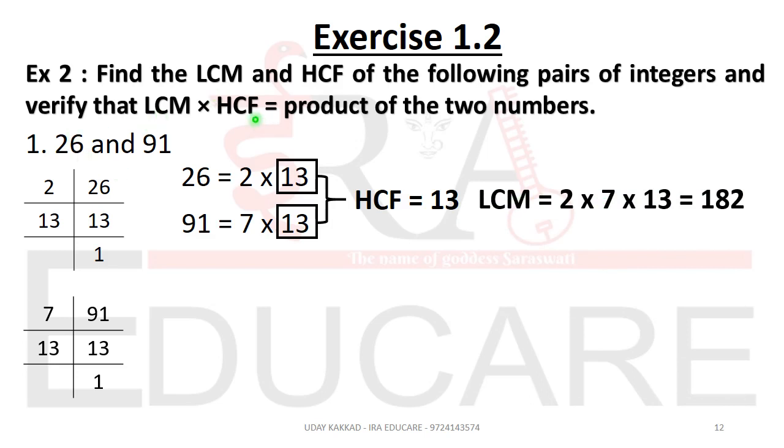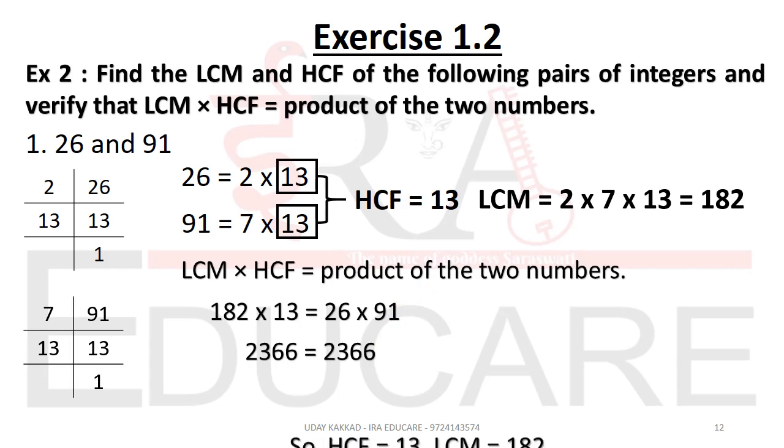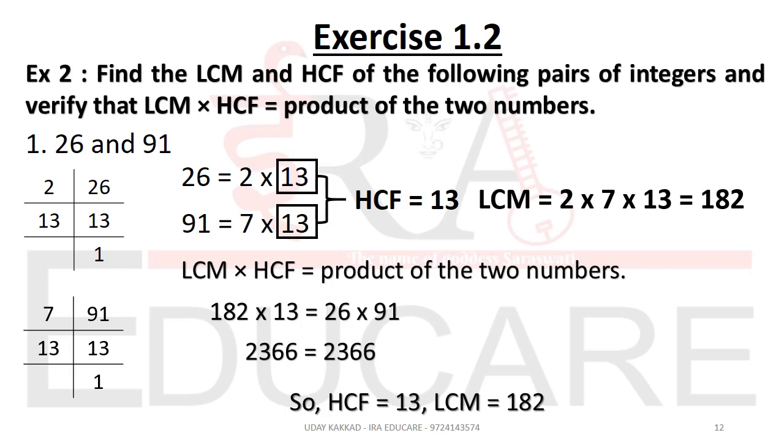Now we have the HCF and LCM. Now we are going to verify by this formula. The formula is LCM multiplied by HCF is equal to the product of the two numbers. So LCM is 182, right, and HCF is 13, right? 182 times 13 is equal to 26 multiplied by 91, the product of the two numbers, right? So 182 multiplied by 13 is equal to 2366, and 26 multiplied by 91 is equal to 2366, right? So the verification is right, okay.